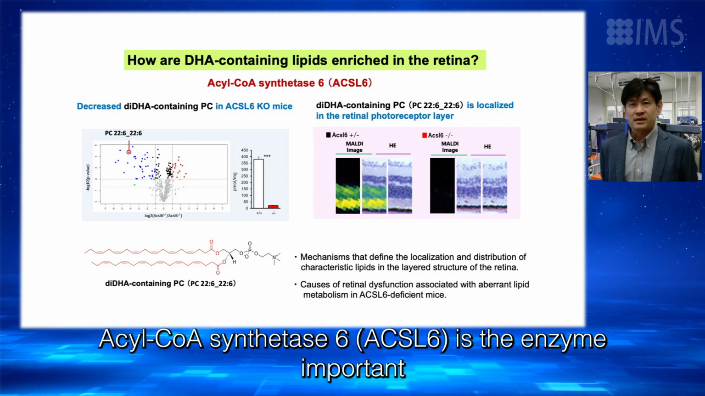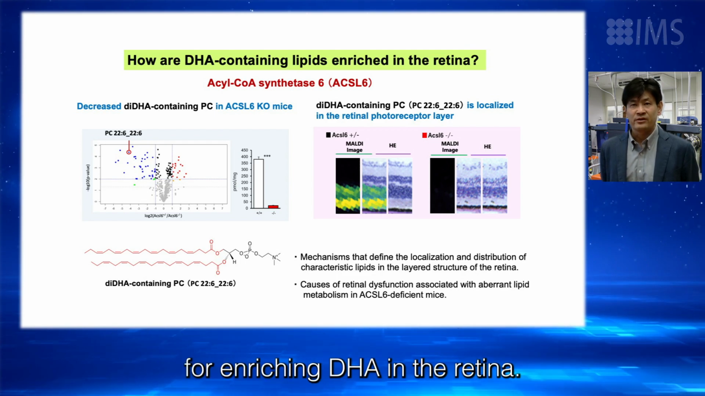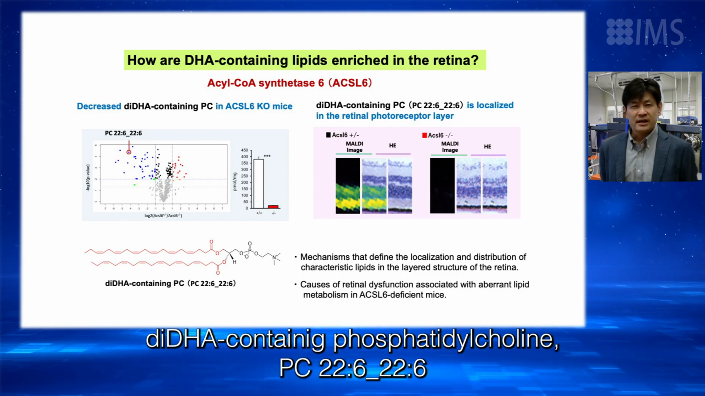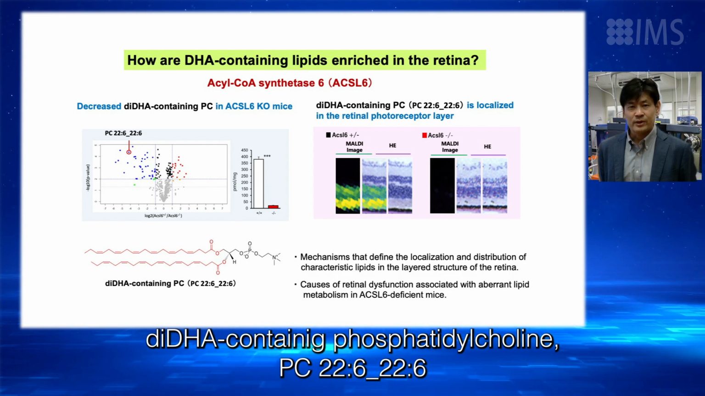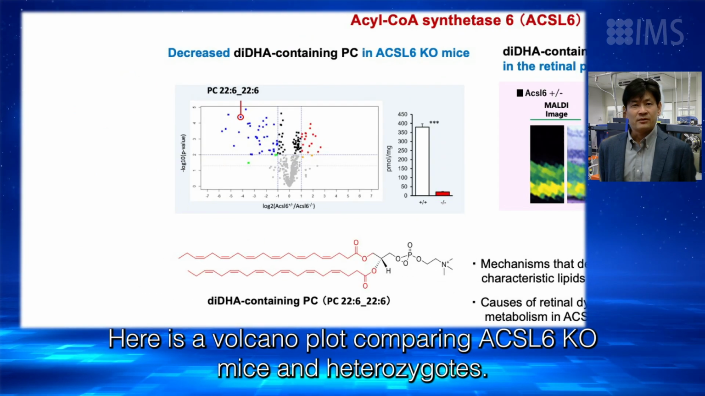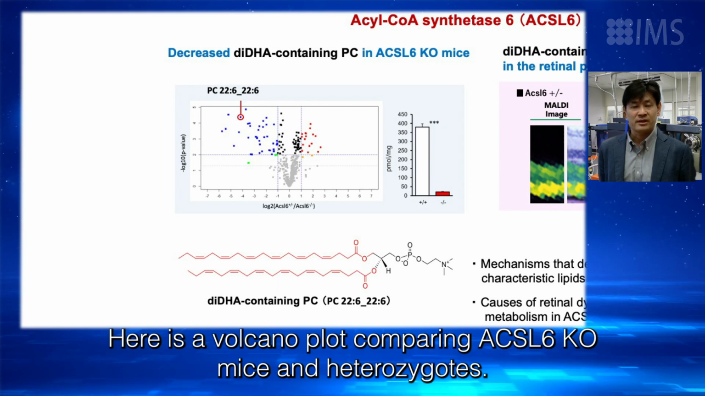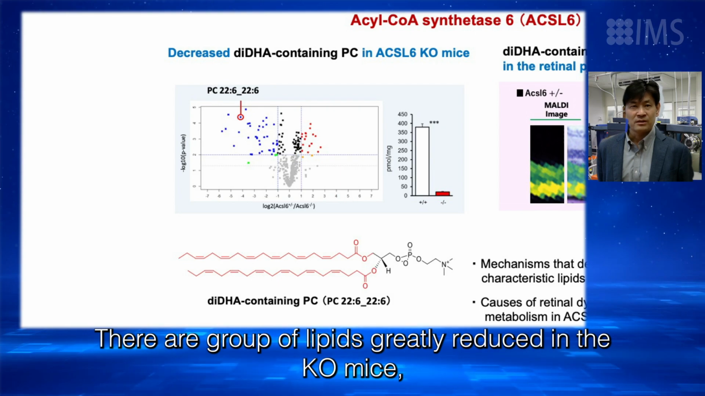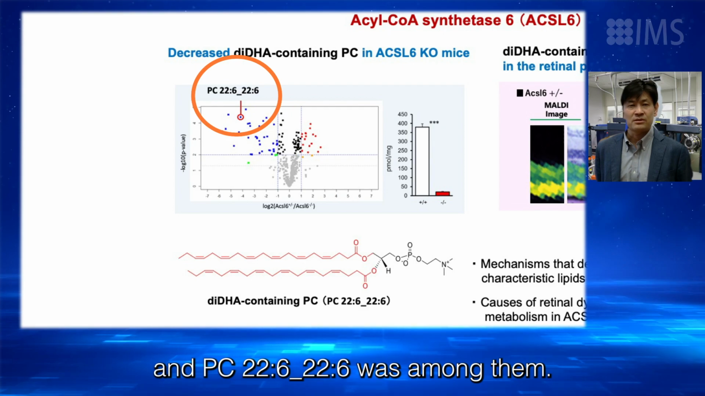Acyl-CoA synthetase 6, ACSL6, is an enzyme which is important for enriching DHA in the retina. As you can see here, di-DHA-containing phosphatidylcholine, PC 22:6_22:6, is uniquely present in the retina, and here is a volcano plot comparing ACSL6 knockout mice and heterozygotes. There is a group of lipids highly reduced in knockout mice, and PC 22:6_22:6 is included here.